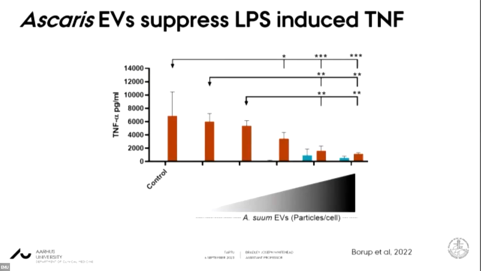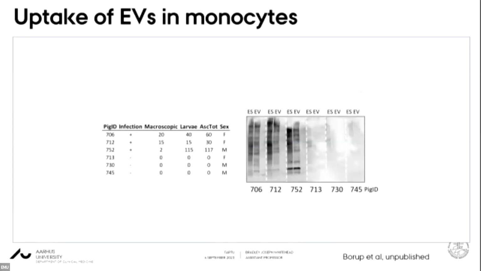We went to a very simple LPS-induced inflammatory model just in PBMCs, and we could see that these EVs, in contrast to the Anisakis ones, were actually anti-inflammatory. We know from infection in pigs, if we take the pig plasma, that it is immunoreactive to the EVs. So we assume that even though the worm is living in the intestine, the EVs are in contact with the host to a degree that we see immunity against the EVs.